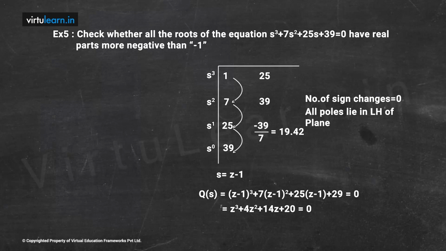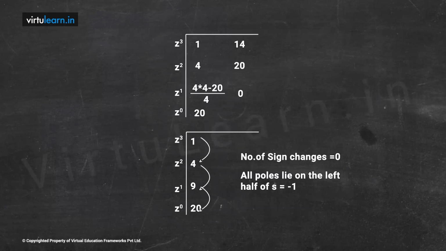So again I can form the Routh array. What are the elements? 1, 4 and 14 and 20. Then this is nothing but 14 minus 20 by 4, that gives us 9, and this 20 is carried forward here, that is 20. What are the first column elements now? 1, 4, 9, 20. So these are the first column elements and all are positive values. So there are no sign changes.